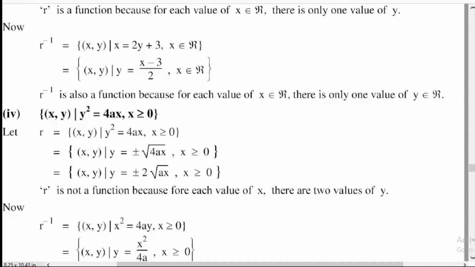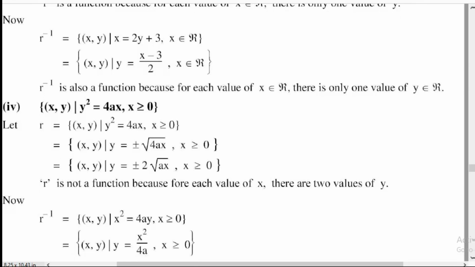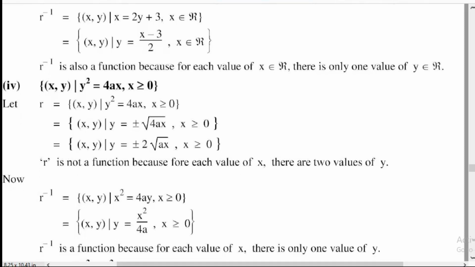R inverse is equal to {(x, y) such that x square is equal to 4ay, where x is greater than or equal to 0}. Dividing by 4a on both sides, y is equal to x square divided by 4a, x greater than or equal to 0. R inverse is a function because there is only one value of y.